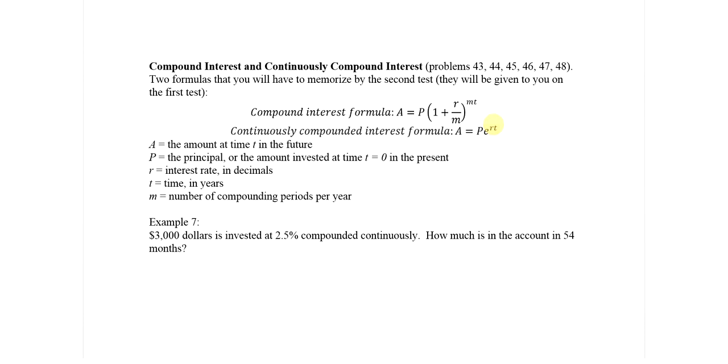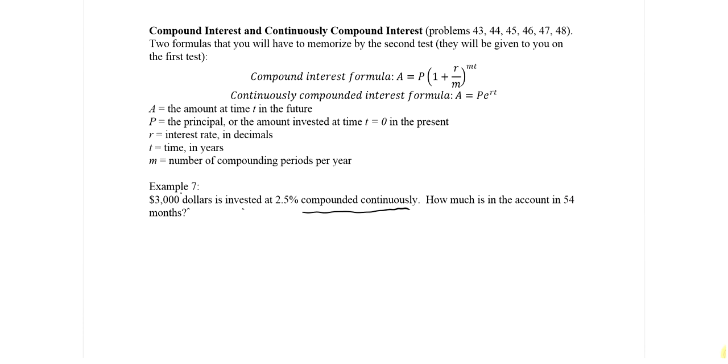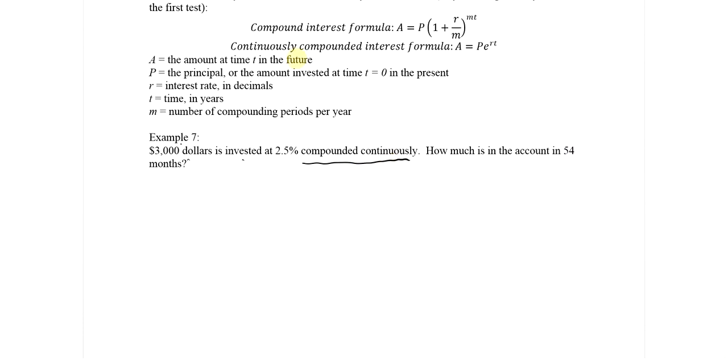Great. Here's an example: $3,000 invested at 2.5% compounded continuously. That means I want the continuously compounded interest formula. How much is in the account in 54 months? So how do we do this problem? Compounded continuously means continuously compounded interest formula, so A equals P e to the rt.